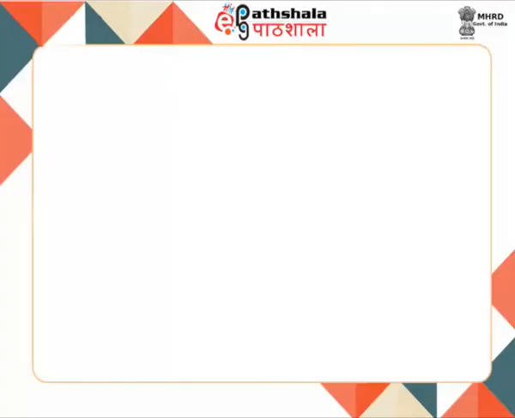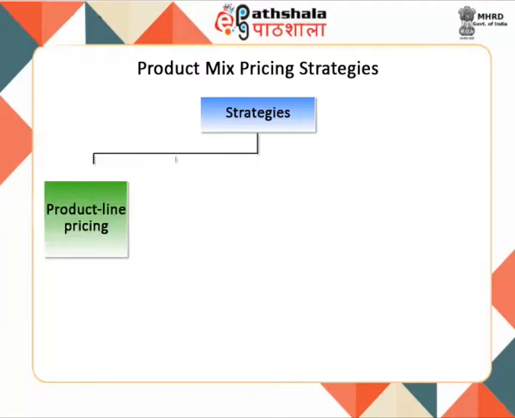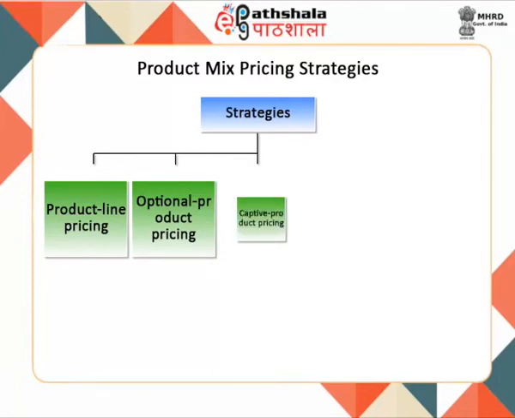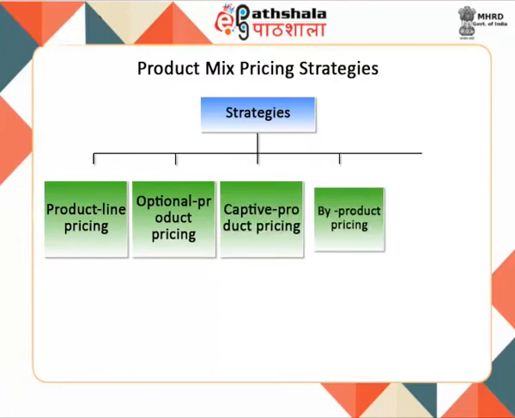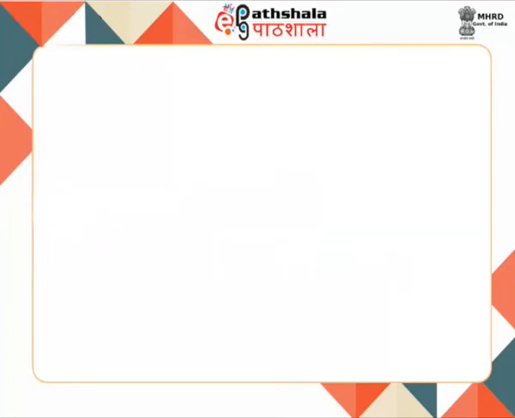Let us move on to our next topic, product mix pricing strategies. In pricing for a product mix, the company is seeking a set of prices that will allow it the most profit potential from selling a mix of products. There are five basic product mix pricing strategies, including product line pricing, optional product pricing, captive product pricing, by-product pricing, and product bundle pricing. We shall now study each of these strategies in detail.